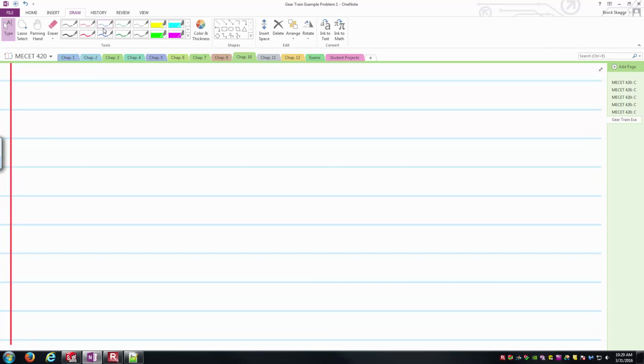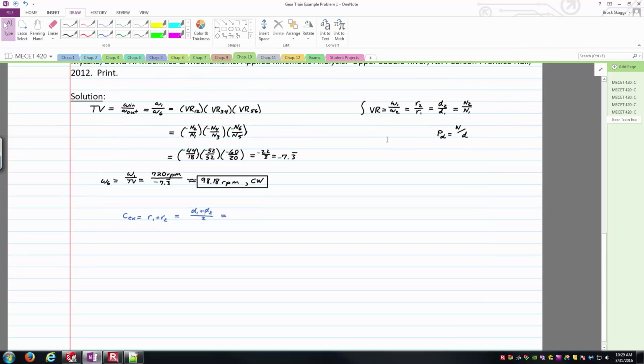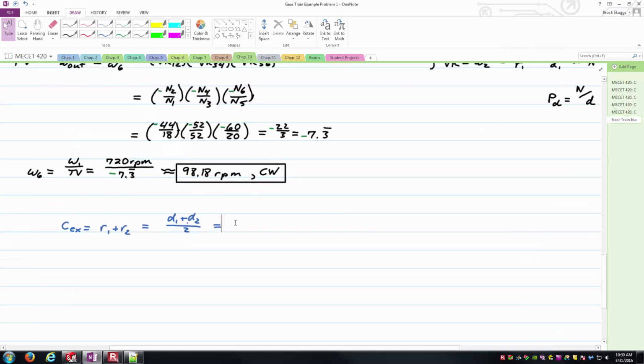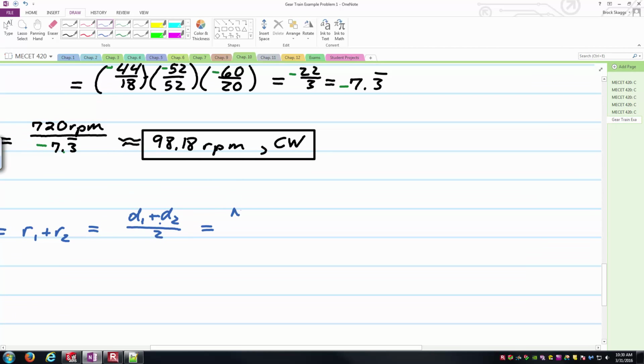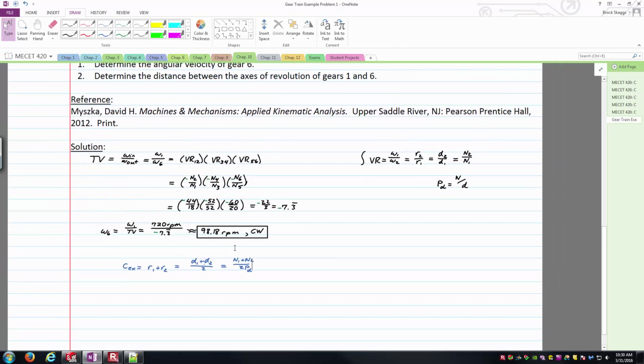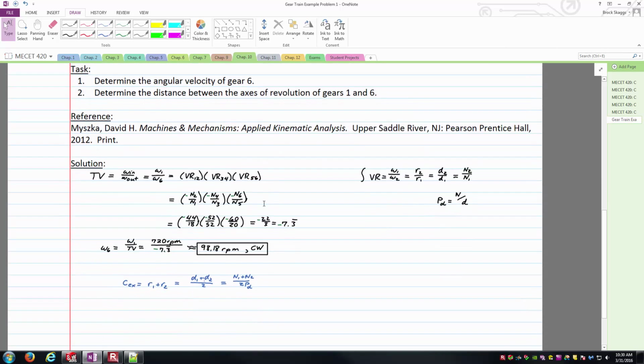Here I'll use blue. That's a color we haven't used yet. And so we'd have something along the lines of C external would be the sum of the pitch circle radii, R1 plus R2. I could also write that as (D1 plus D2) over 2, just relating the radii to diameters. Or finally, I could introduce the definition of the diametral pitch, and it would be (N1 plus N2) all over 2Pd. And so let's go ahead and use that one. That's going to be the most convenient. Still uses the number of teeth and the diametral pitch that we're given here.